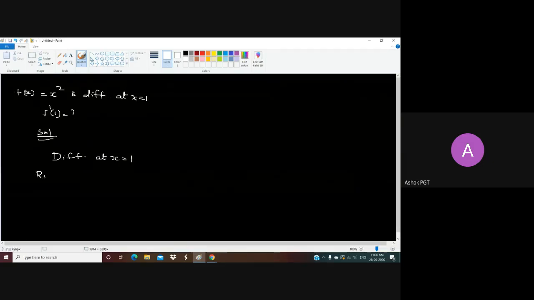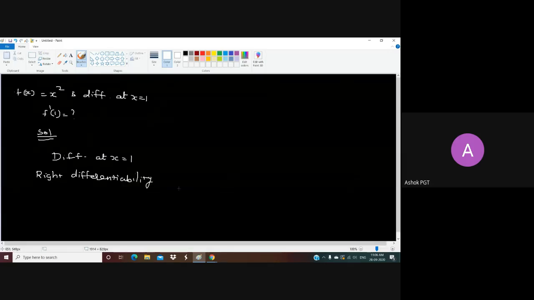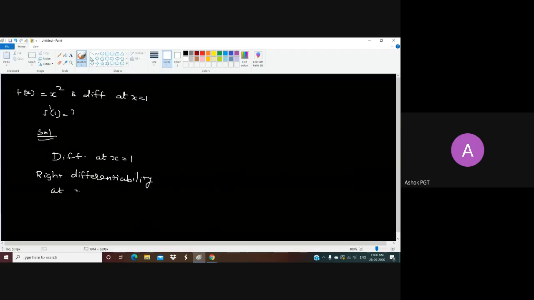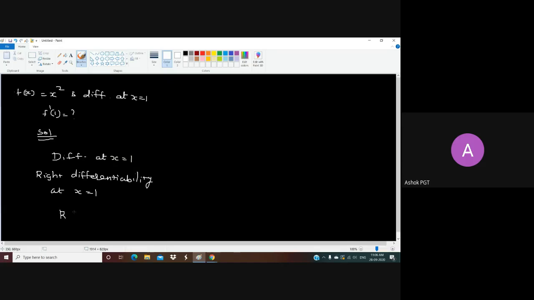First we will find the right hand differentiability at x is equal to 1. It is denoted as the right hand derivative. We are doing the first derivative, so we will write f dash at x is equal to 1. So we are just putting this 1 here.